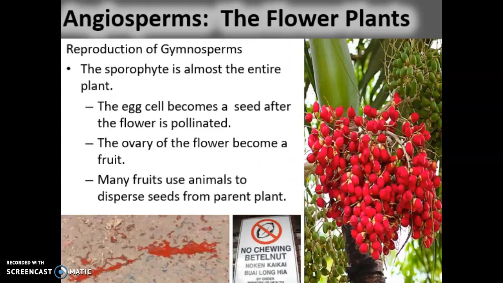After pollination has occurred, we have fertilization, which is the combination of the sperm cells and the egg cells, and now the flower petals fall away and the ovary of that flower swells up and becomes a fruit. Remember, the whole purpose of fruits is to help disperse the seeds, which are inside of it. So here we have the fruits of a betel nut palm. It's a super bright red fruit that again is meant to be very, very attractive to animals.